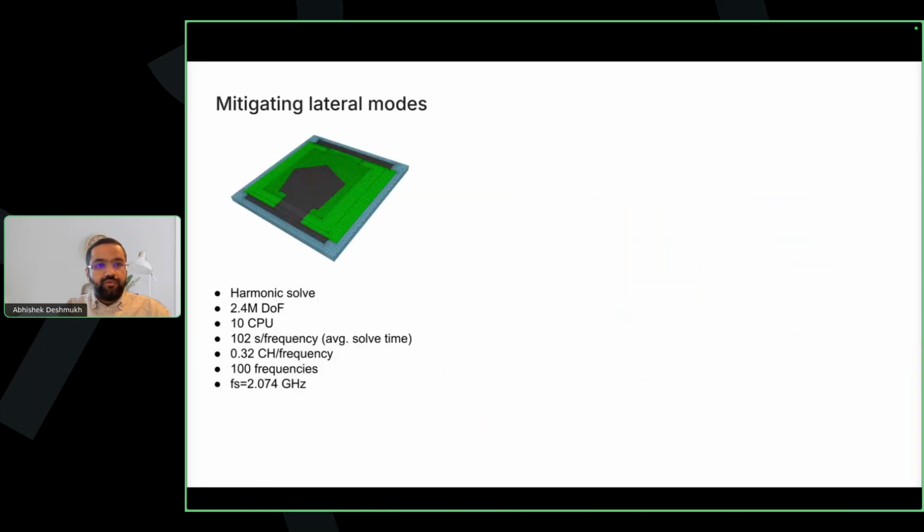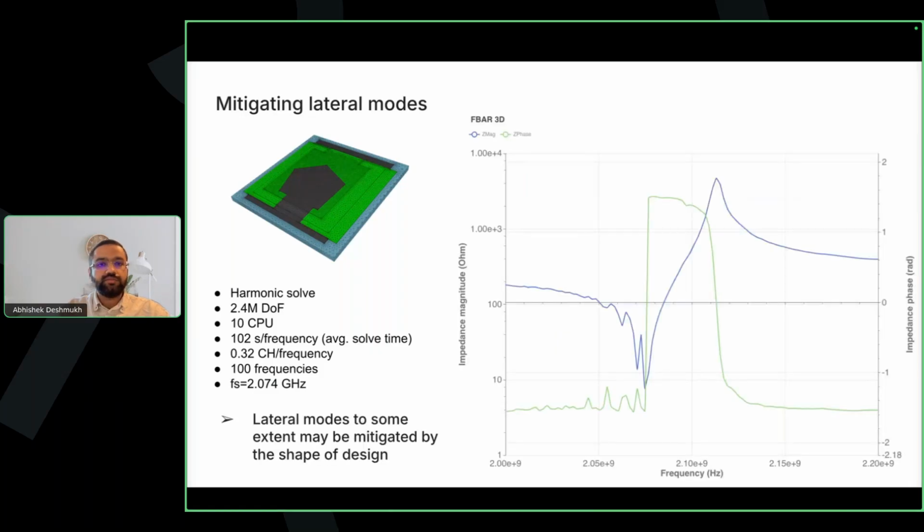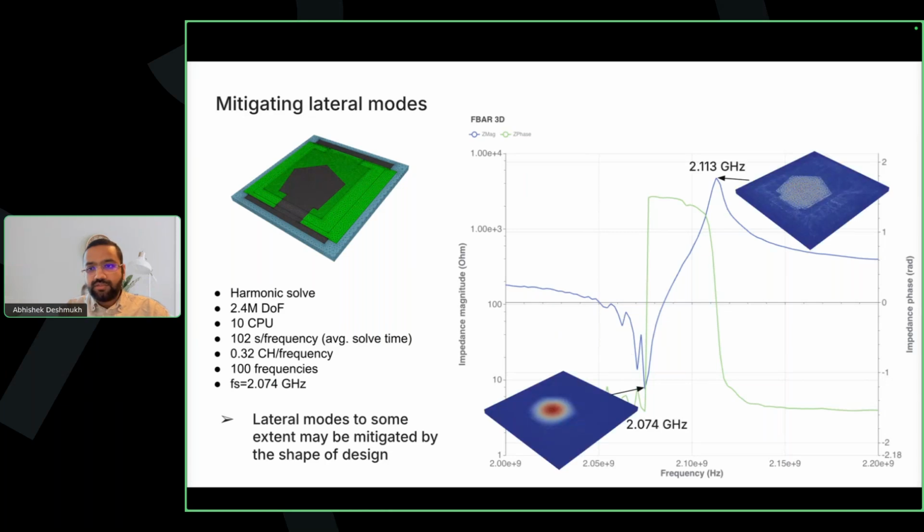Okay, so we imported this real design, and I think this was a bit optimized to reduce the lateral modes. I ran the impedance sweep or frequency sweep, extracted the impedance plot, and you can see indeed some of the modes are damped, or they are gone from the characteristic. There are still some of the modes remaining. Let's look at the series mode, and this is the parallel mode.